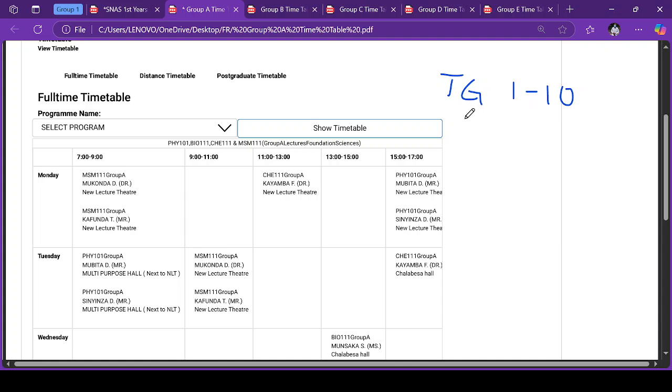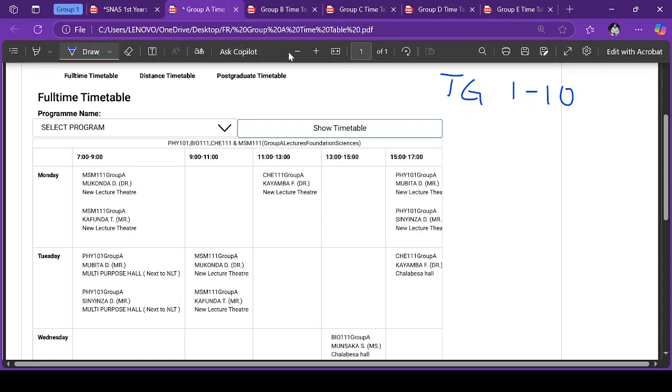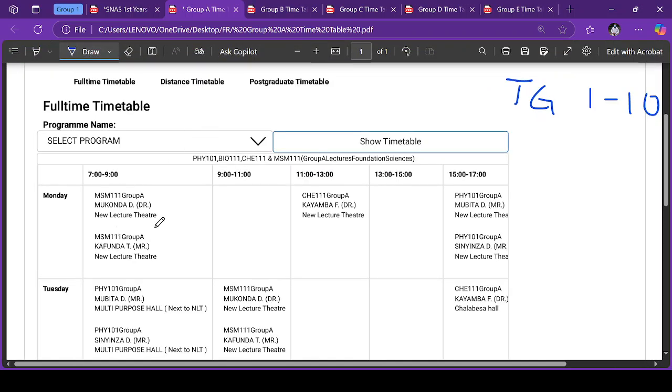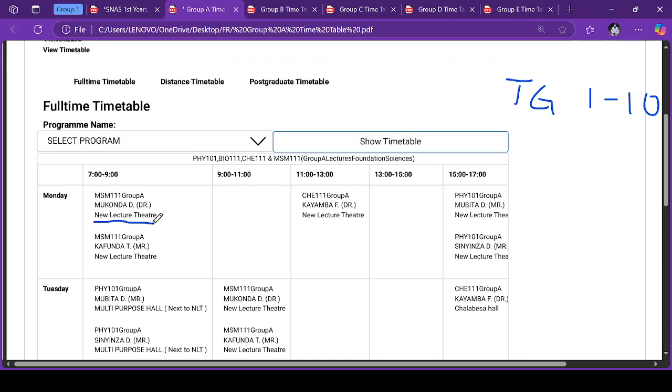So remember I said these things can never clash. So like group A, you have a mathematics lecture with Dr. Mukonda at the NLT, New Lecture Theatre, APSCO. So now, this lecture is from 07 to 09. You can never have a tutorial from 07 to 09. You can't have a tutorial in this time because you already have a lecture. Meaning your tutorials will be somewhere here.